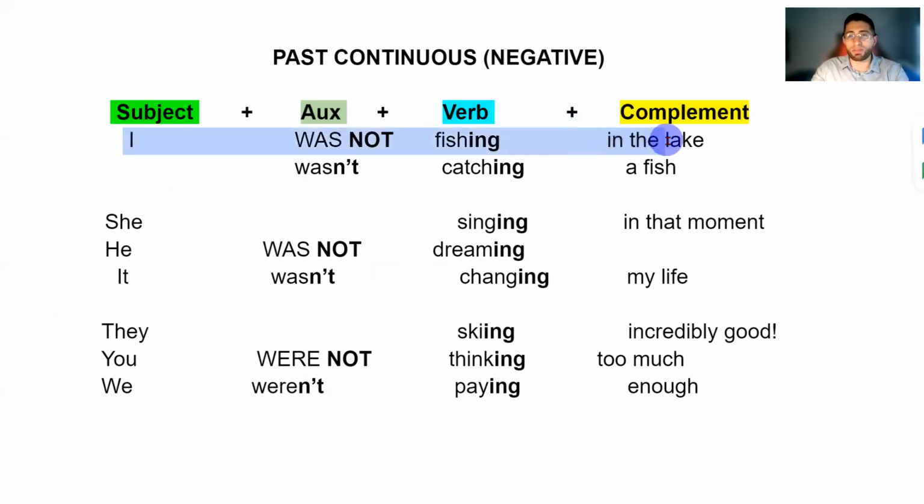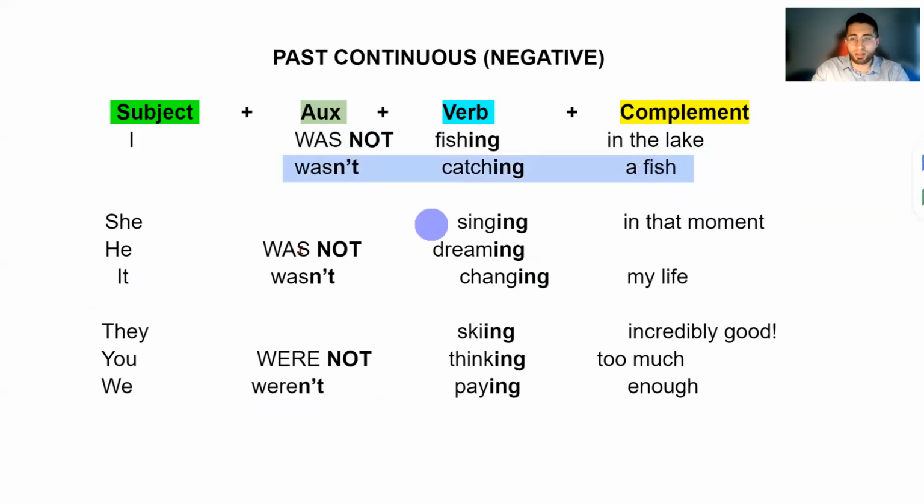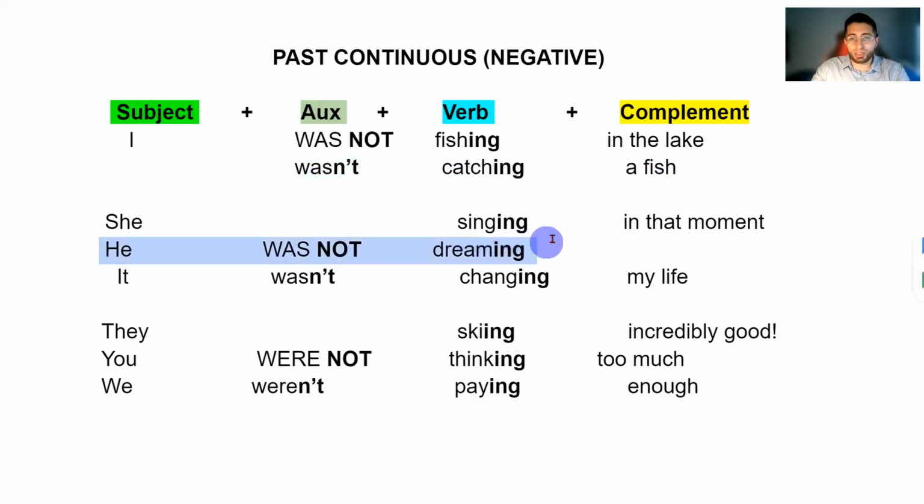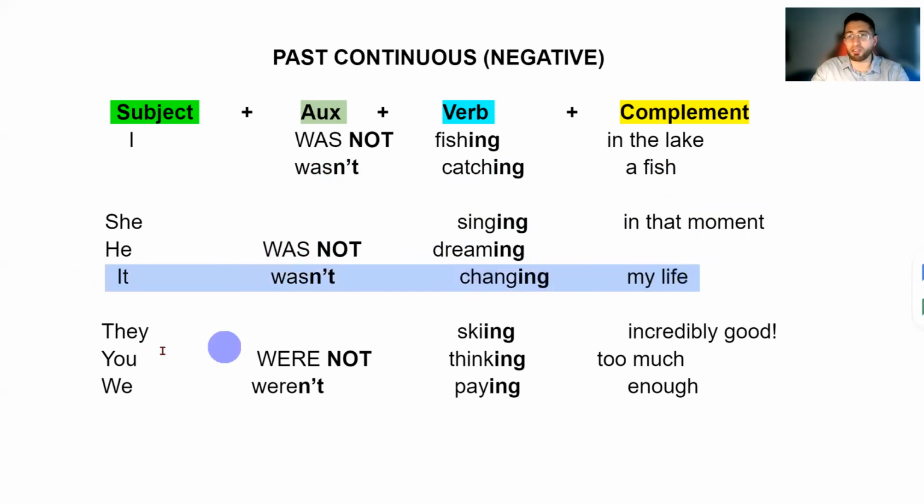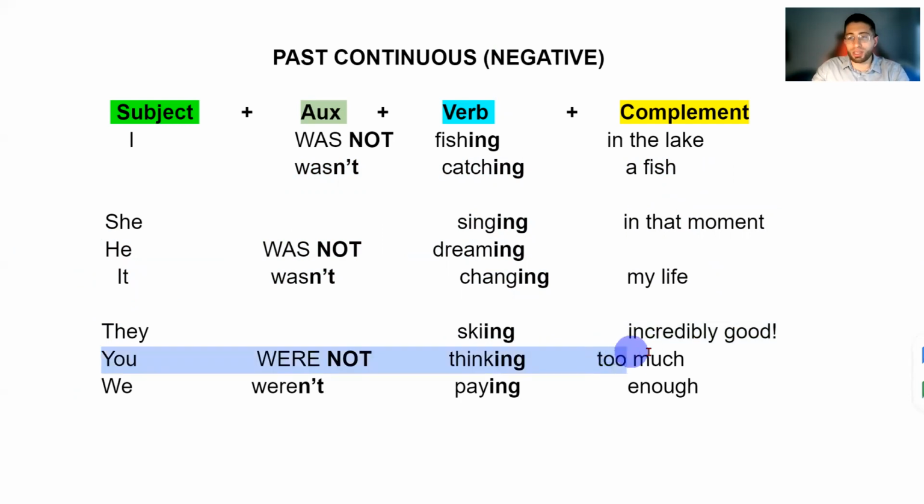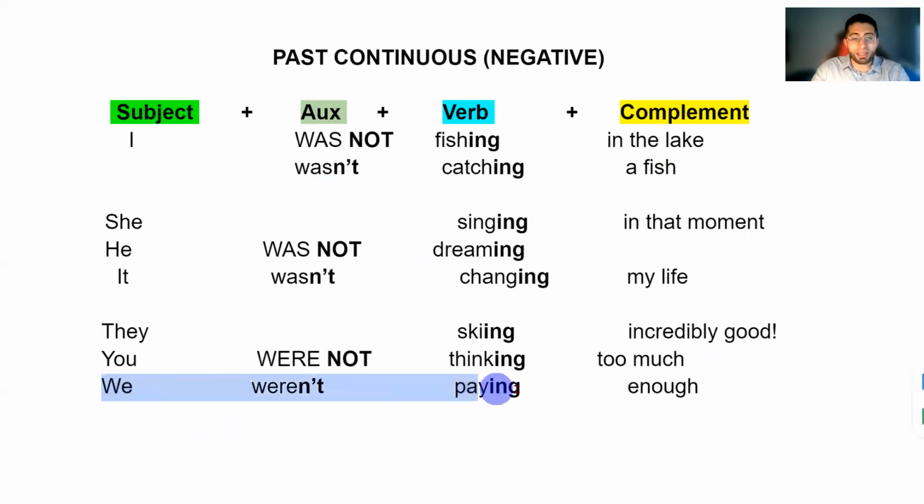So, I was not fishing in the lake. Yo no estaba pescando en el lago. Or I wasn't catching a fish. Yo no estaba atrapando un pescado. ¿Listo? Después, I was not dreaming. Yo no estaba soñando. And it was not changing my life. Y esto no estaba cambiando mi vida. ¿Listo? You were not thinking too much. Tú no estabas pensando bastante o lo suficiente. And we weren't playing enough. O como nosotros no estábamos jugando lo suficiente.